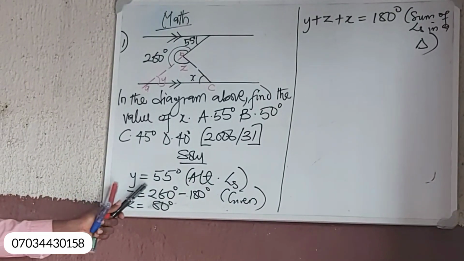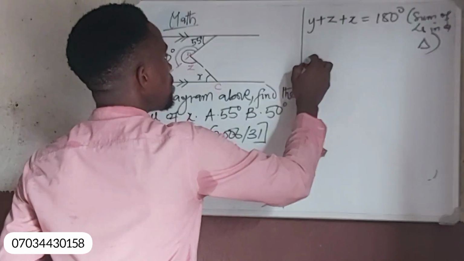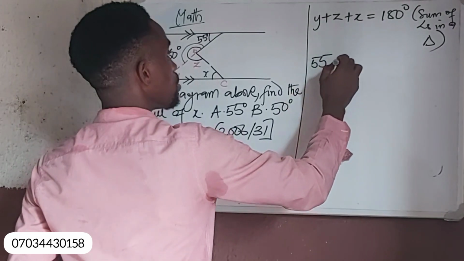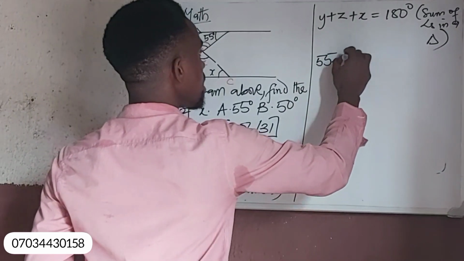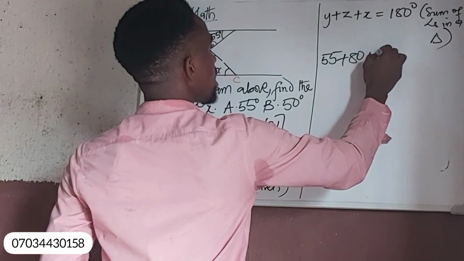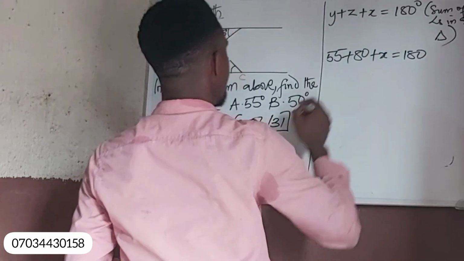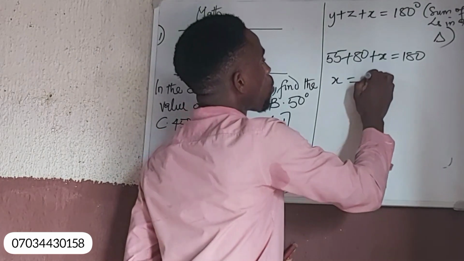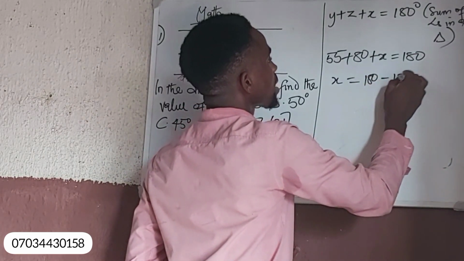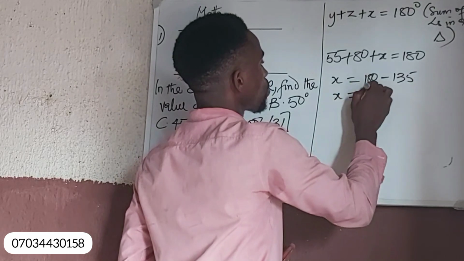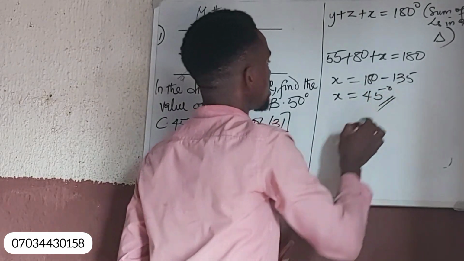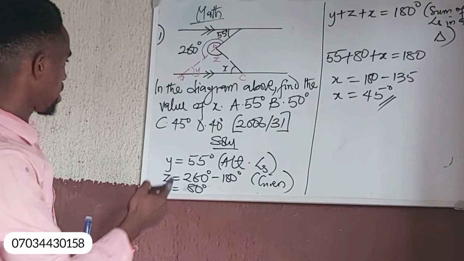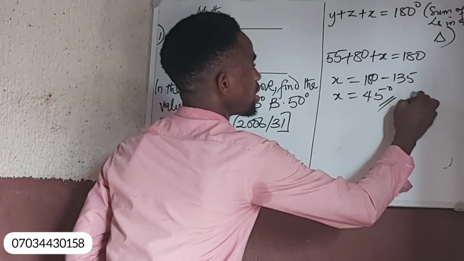We already have the value of Y, which is 55, plus Z, which is 80, plus X is equal to 180. And so X is going to be 180 minus 135. So X is equal to 45 degrees. So our answer is option C.